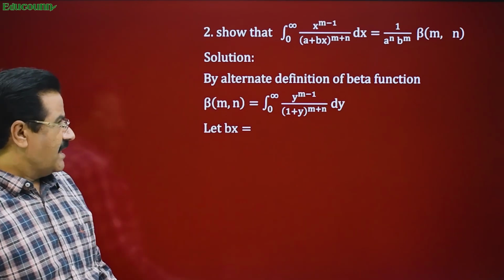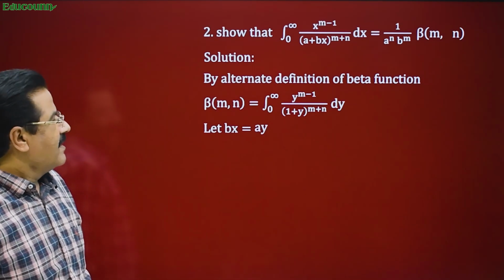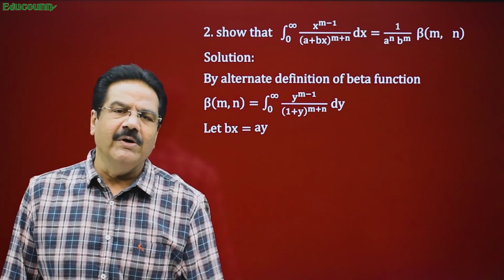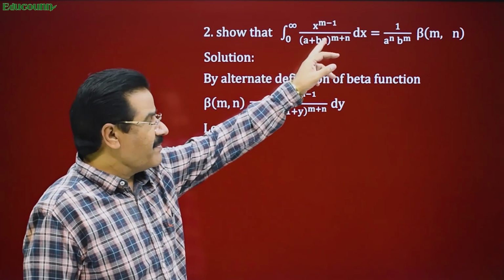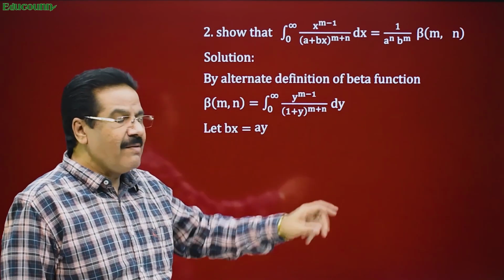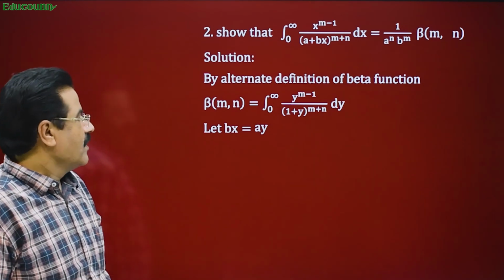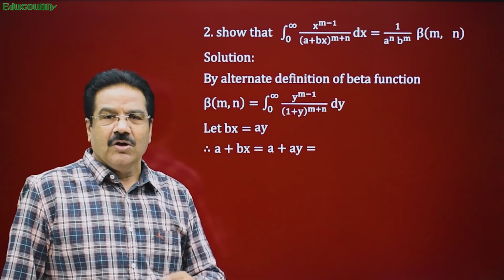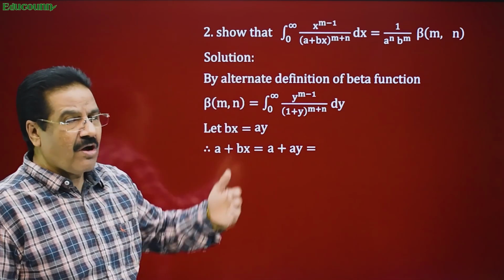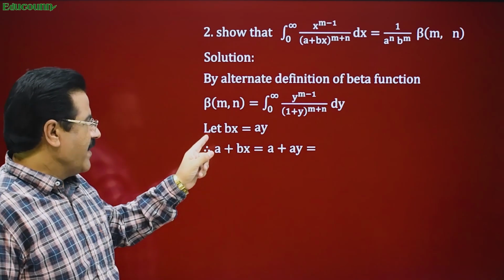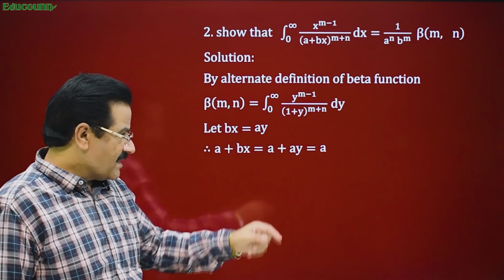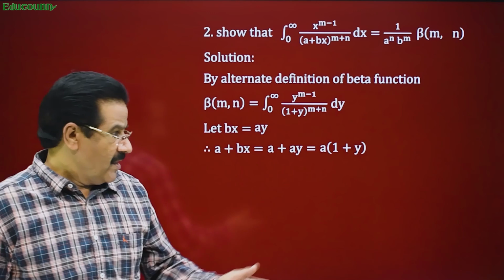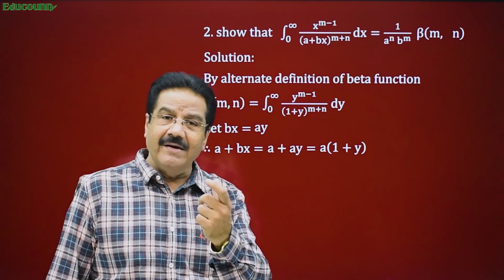Before starting with LHS, we have to do the substitution. That is bx is equal to ay. Why do we have to do the substitution bx equal to ay? Because this denominator should be in the form of 1 plus y. And therefore, we can have a plus bx is equal to a plus ay. So to convert that LHS denominator into the form of the definition, we have done this substitution. Observe that if you take a common, we get a into bracket 1 plus y. So this 1 plus y is our required term.